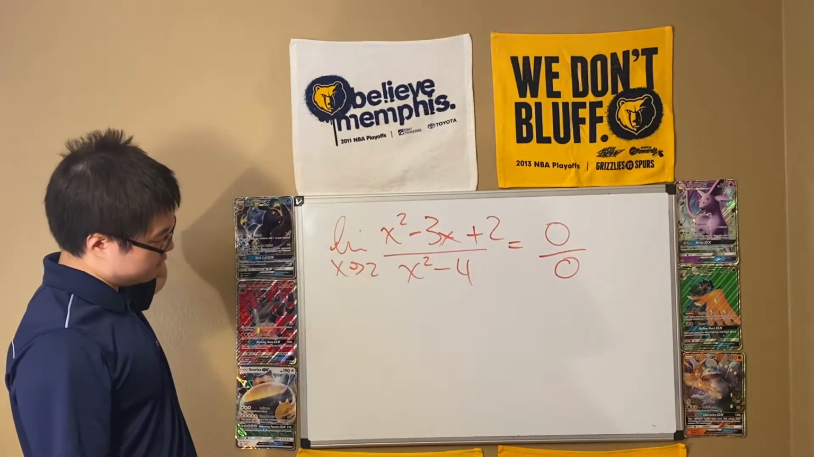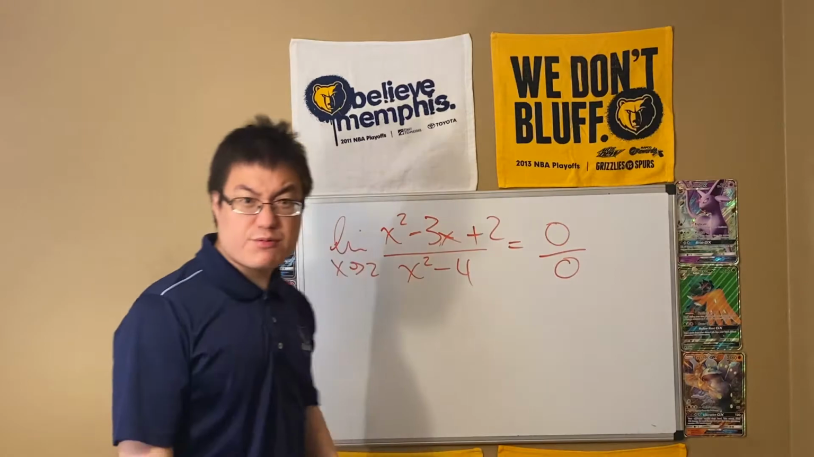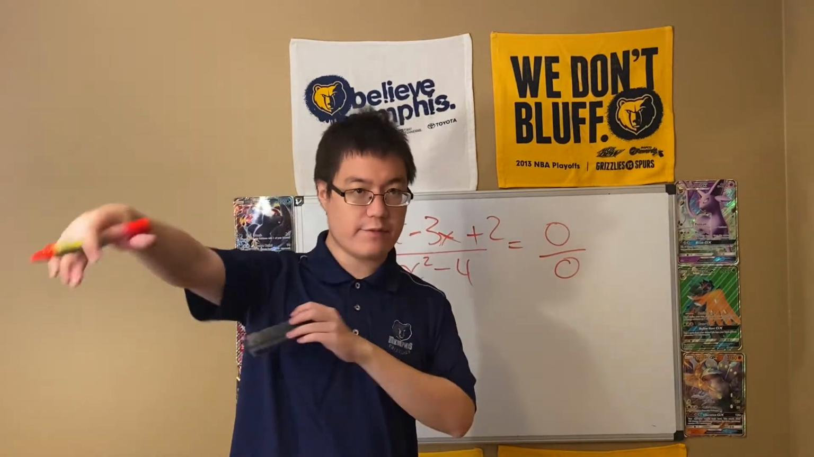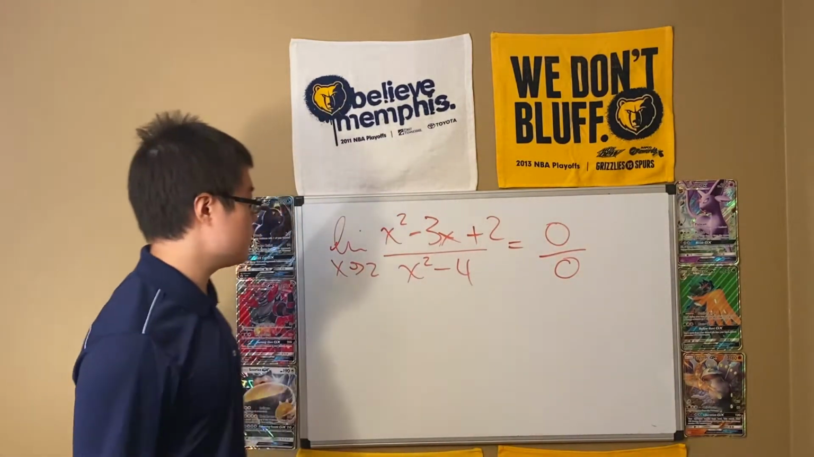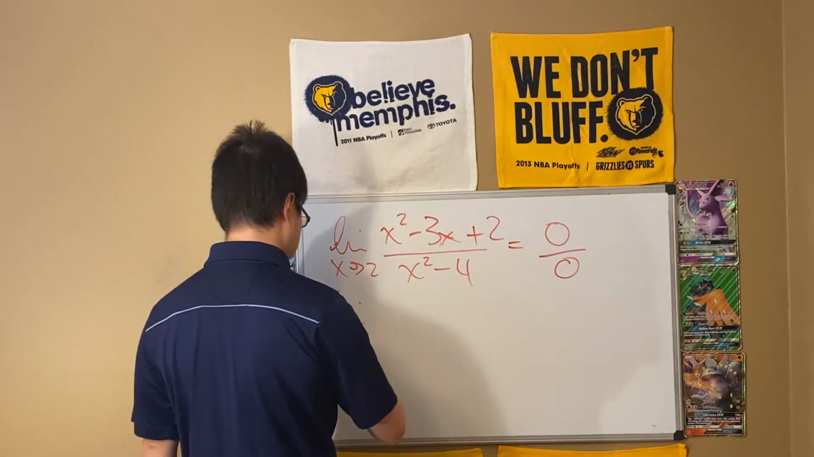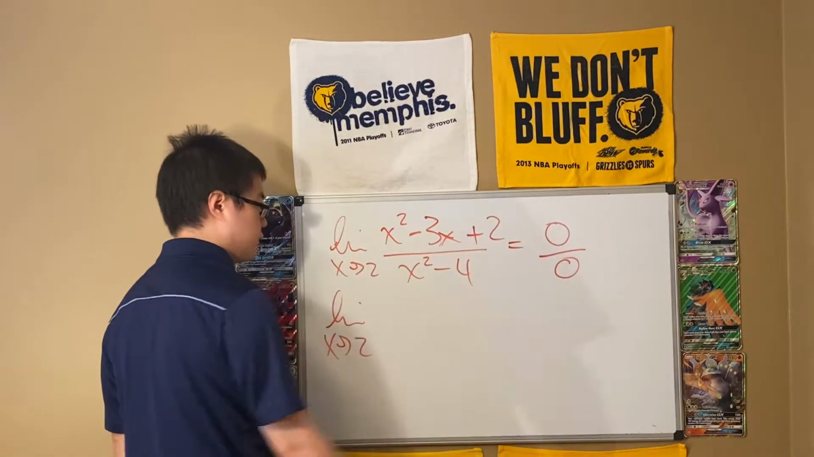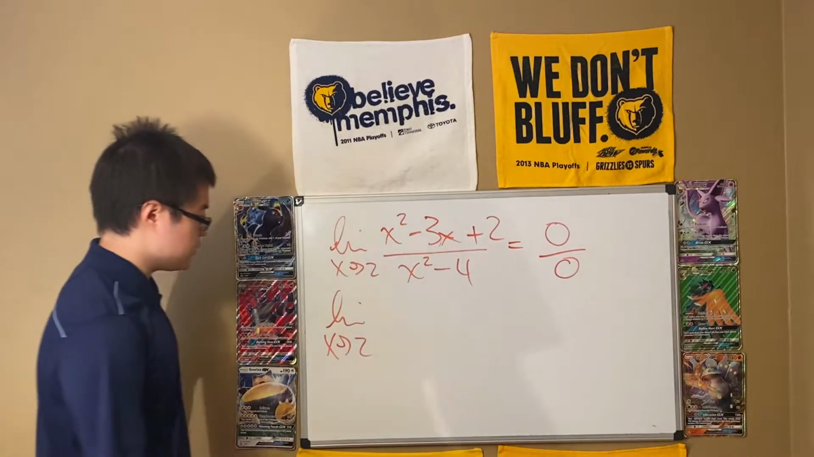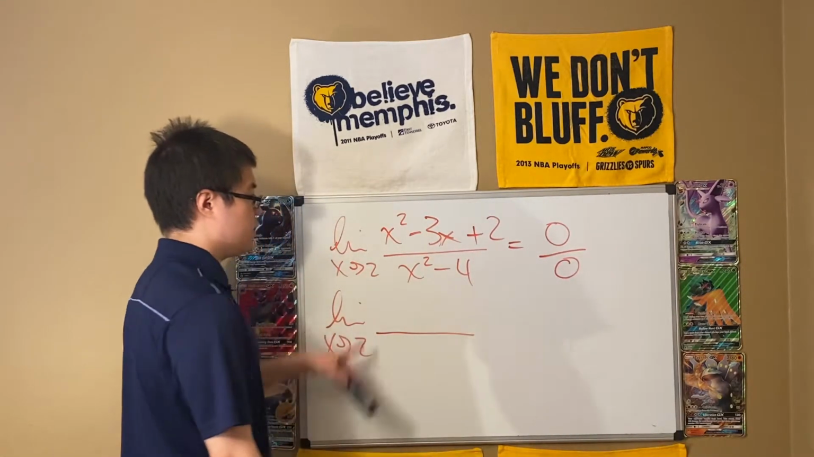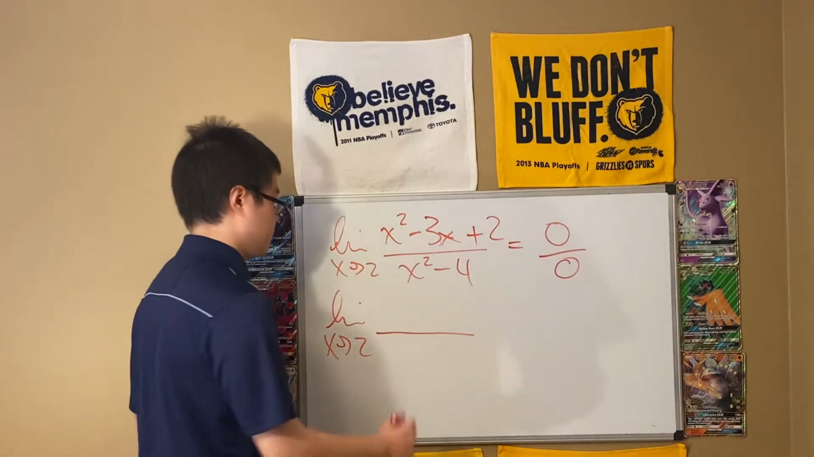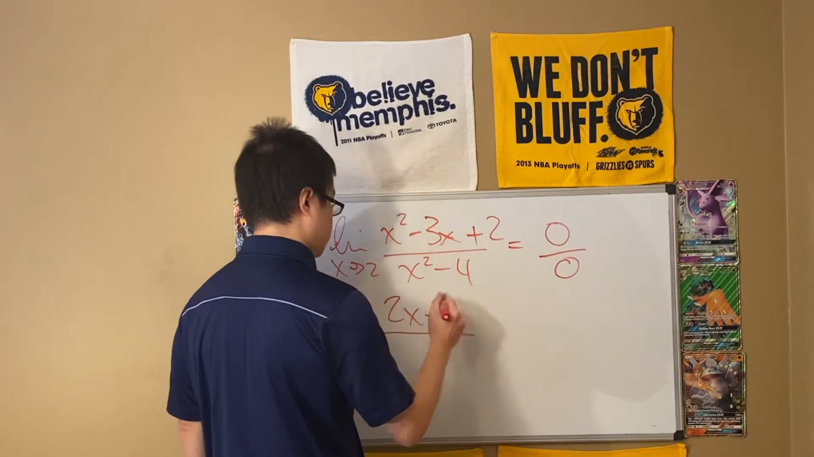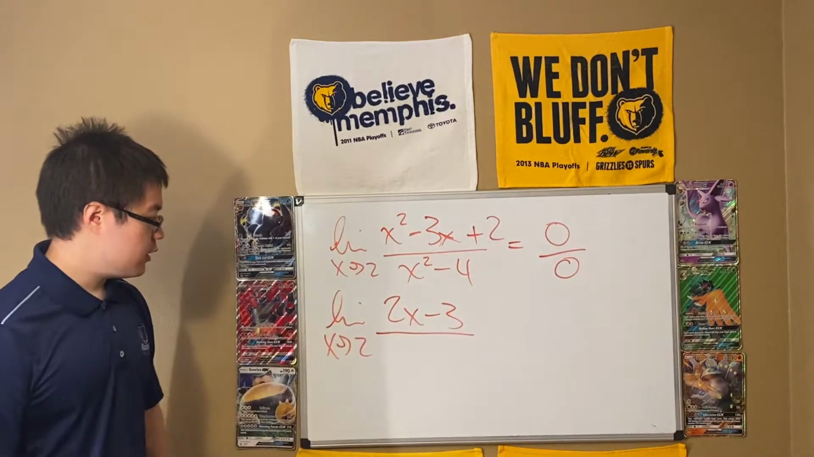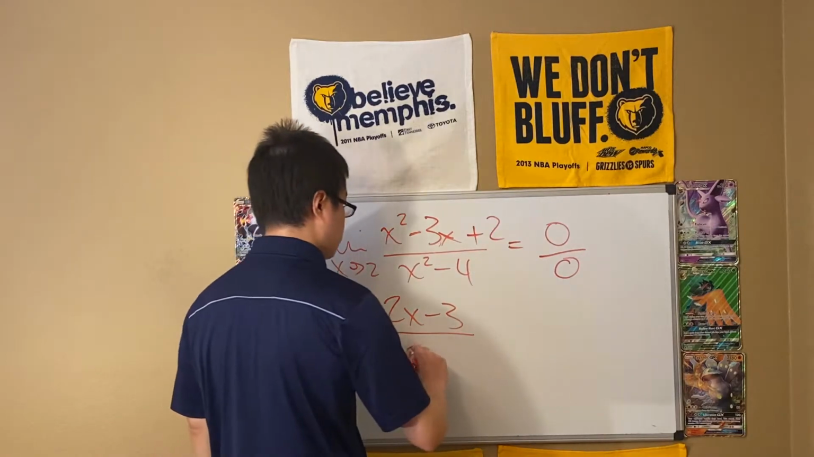Fasten your seatbelt, friends. So what we're going to do is we're going to just take the derivative of the top, derivative of the bottom. We're not doing quotient rule. So just limit as x goes to 2. Because we got 0 over 0, we're going to be doing the power rule, of course. This looks like a pretty simple derivative. Looks like it's going to be 2x minus 3. And then on the bottom, it's just going to be 2x.